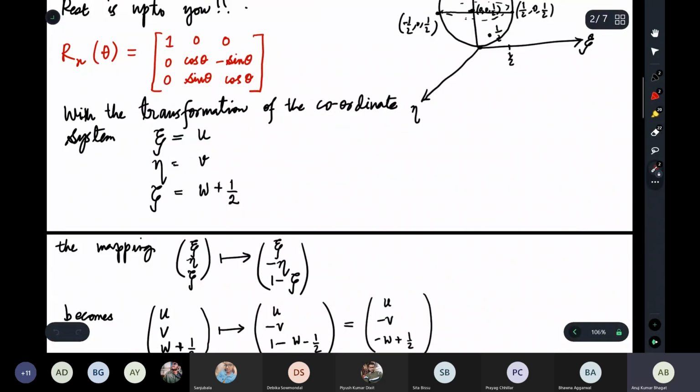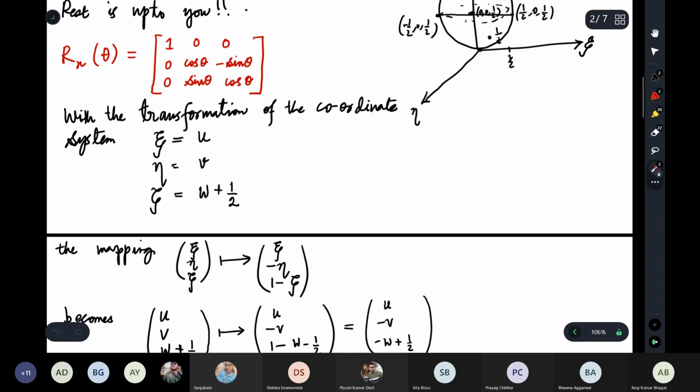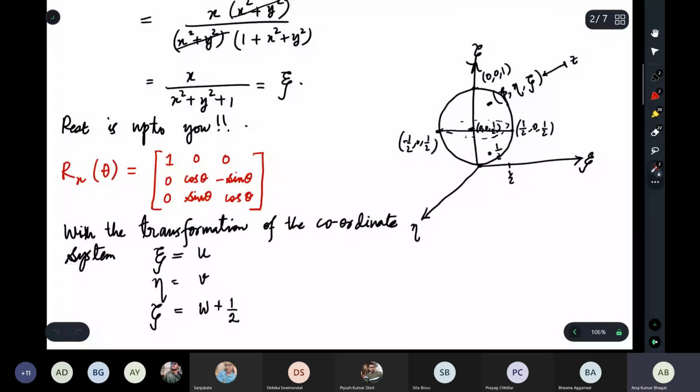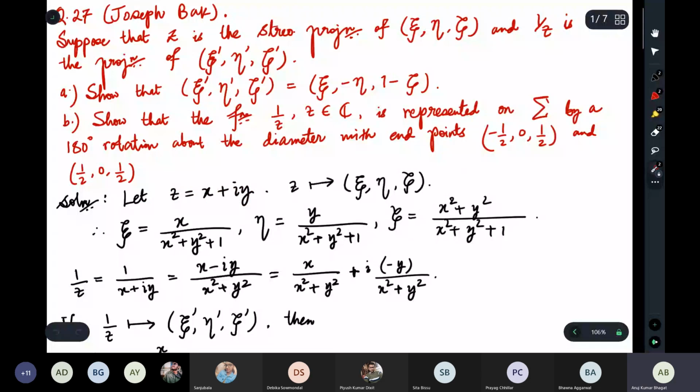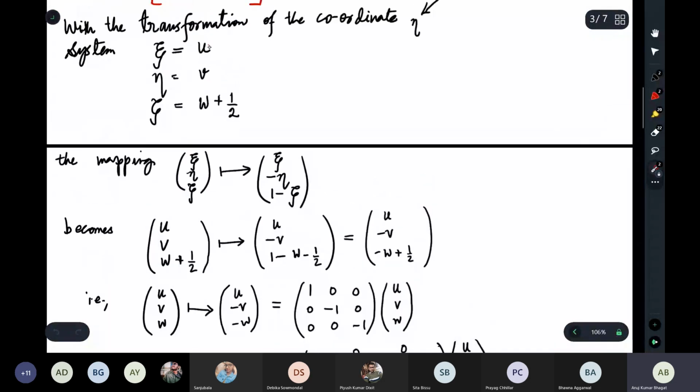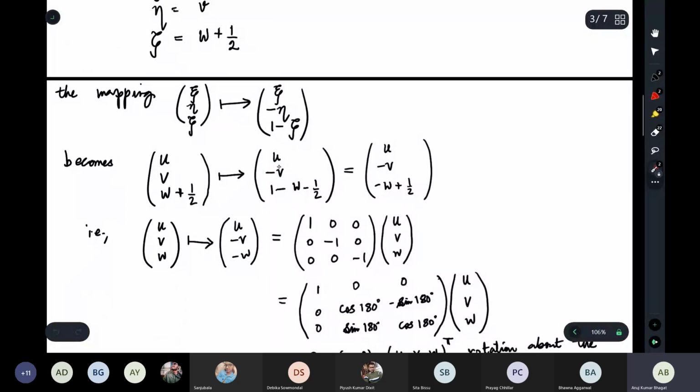So what was the original map? The original map was sending xi to xi, eta to minus eta, and zeta to 1 minus zeta. So this was the original mapping. I will again convert this original mapping in terms of UVW, putting xi as u, eta as v, and zeta as w plus half. Accordingly, u will become u, v will become minus v, and zeta was 1 minus zeta, so w plus half will be 1 minus w plus half.